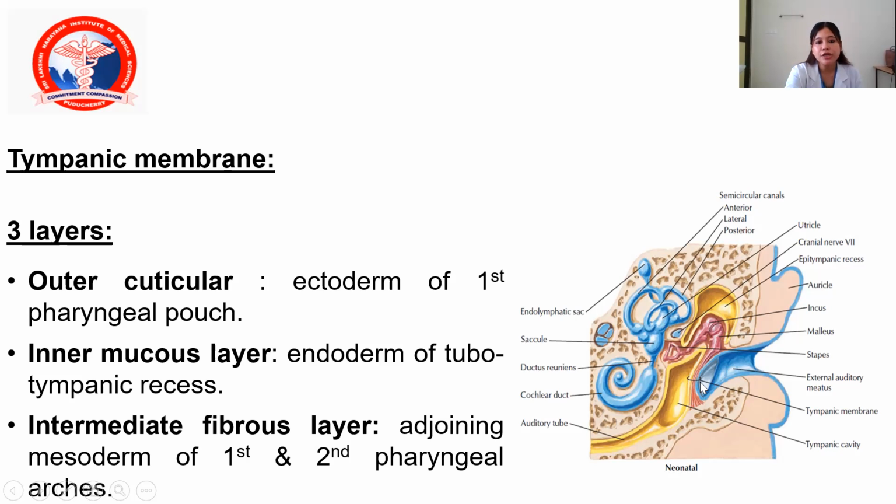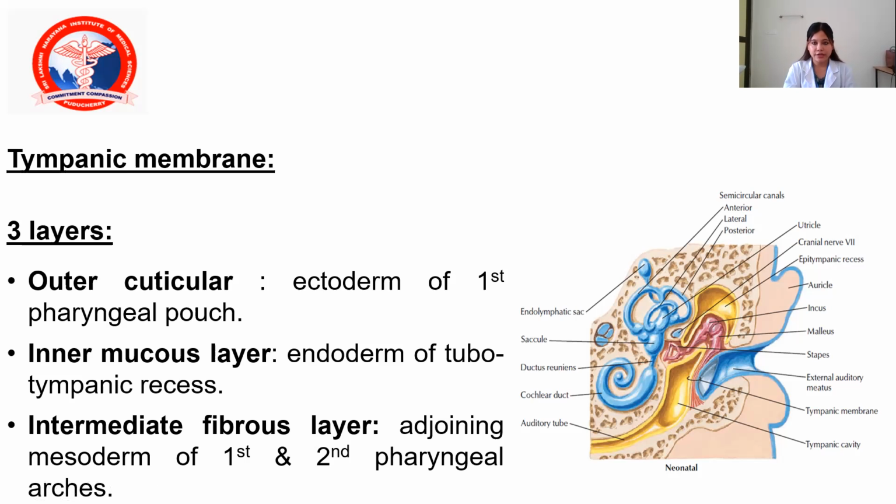The outer cuticular layer develops from the ectoderm of the first pharyngeal cleft. The inner mucus layer develops from the endoderm of the tubotympanic recess. So you can see the inner mucus layer, it develops from the endoderm of the tubotympanic recess.